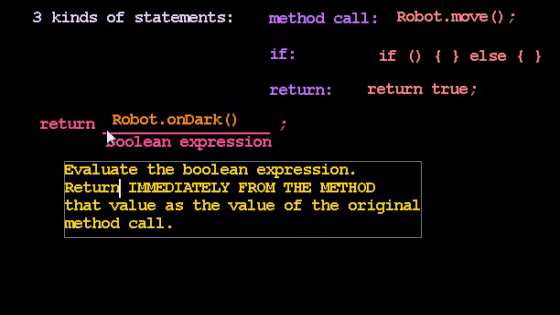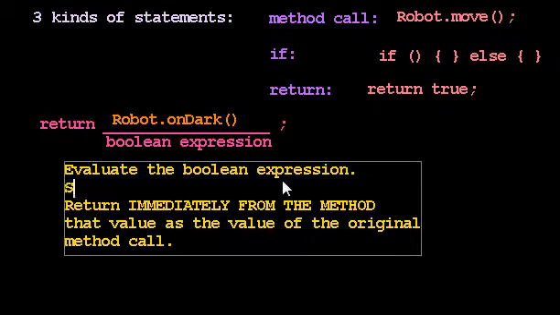This statement is going to return immediately from the method. That means it's not going to execute any further instructions after the return statement. The program doesn't continue. It stops. So maybe we could write it that way: evaluate the Boolean expression, stops the method, ends the method, and then returns.